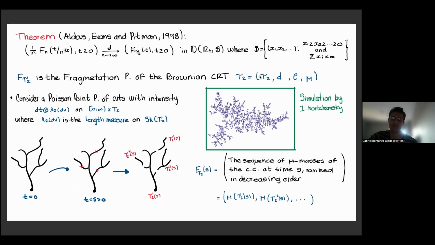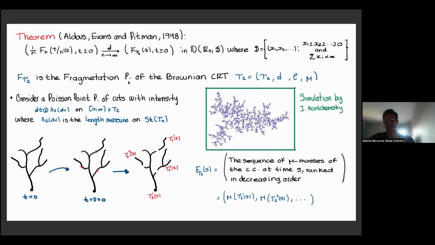It's a metric space, rooted, meaning you distinguish one point, which will play the role of the root of this continuum tree. And there is an additional measure you put on this space. It's in fact a probability measure, called the mass measure, and we will use it to measure the sizes of some subsets of this tree. So how is this fragmentation process defined?